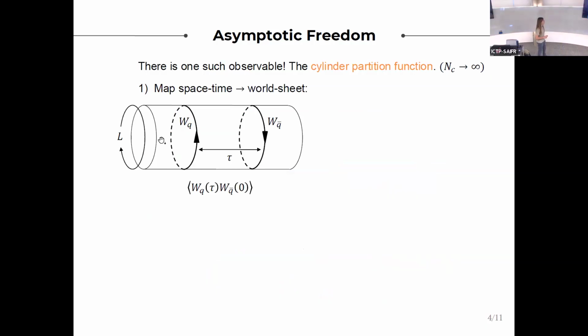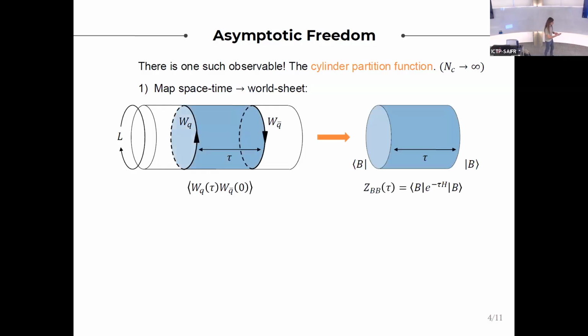I'm going to take a non-contractible direction, so a compactified direction of length L. I'm going to wrap two Wilson lines, so Polyakov loops, around this direction. And they're separated by some distance tau. And I'm going to study this correlator as a function of the separation tau. Now, I can take, say, a fixed time slice, and I have a quark anti-quark that are going to source a flux tube from one to the other. So the first contribution is going to be a cylinder of the string going around the loop.